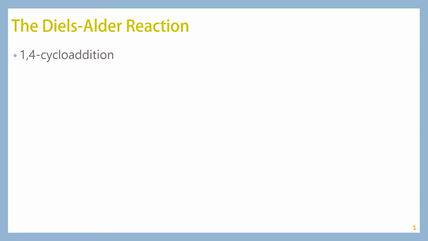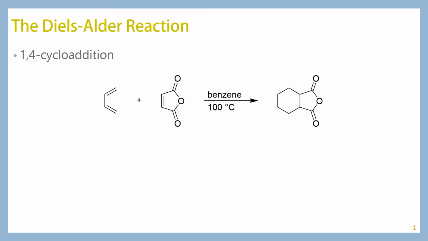In this video, we're going to look at the Diels-Alder reaction and the factors that affect the outcome of a Diels-Alder reaction. So a Diels-Alder reaction is a 1,4 cycloaddition. So for example, this is a Diels-Alder reaction. I'm just missing a double bond in the product there.